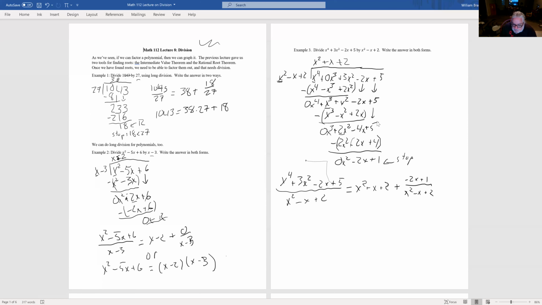Like we've done before, we can multiply through by the denominator, and that gives me x to the 4th plus 3x squared minus 2x plus 5 equals x squared plus x plus 2. That's this term times that.